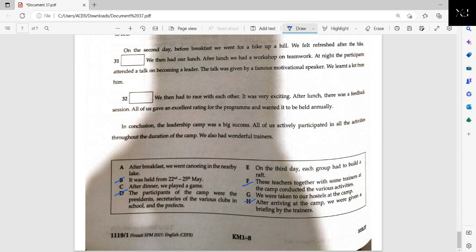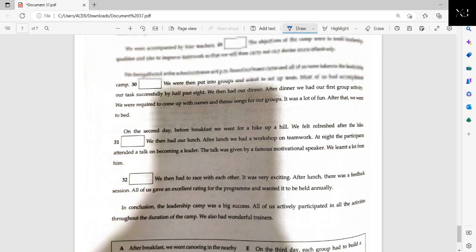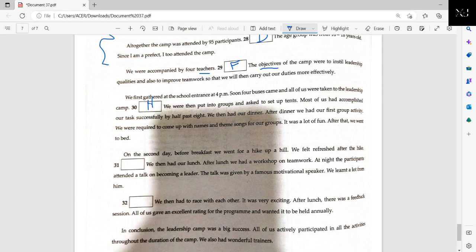Here we go. After arriving at the camp, we were given a briefing by the trainers. You see, there's like a step-by-step procedure. Most of us had accomplished our task successfully. Accomplished means they completed the task successfully at 8:30. By the way, in another video, I will teach you guys how to tell time in English. It's very simple, no worries.